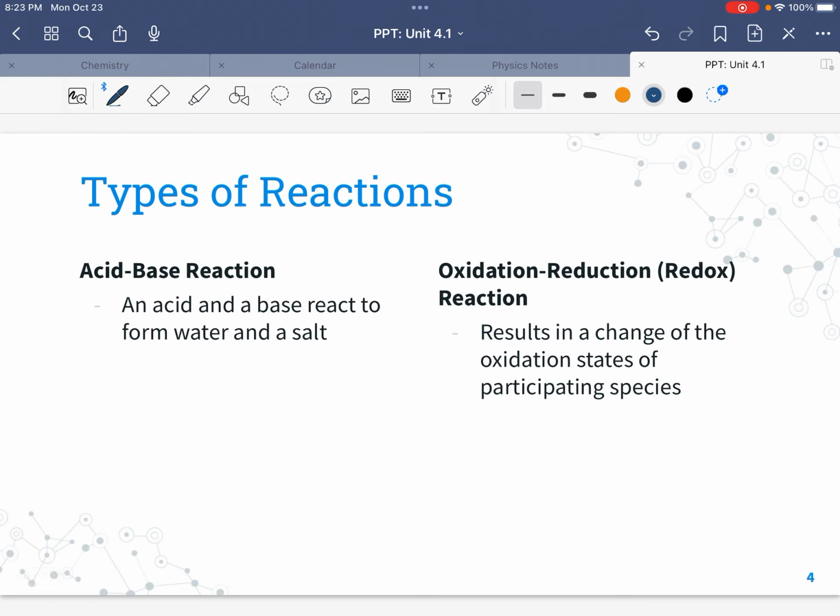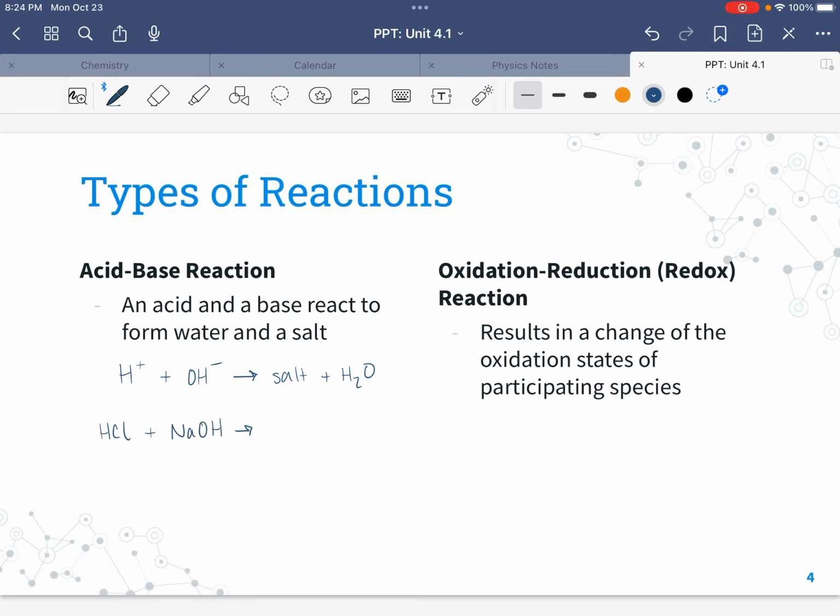Our other types of reactions, which we'll spend more time on later in this unit, will be acid-base reactions. With this, an acid and a base react to form water and salt. The basic formula is we have a hydrogen donor, which is our acid, plus a hydroxide donor, which acts as our base, and they combine to form a salt plus water. A perfect example of this is hydrochloric acid plus sodium hydroxide.